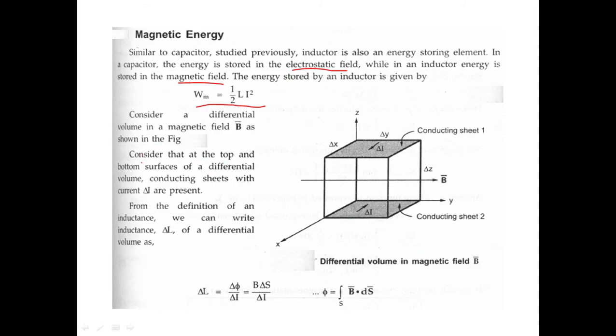Now consider that at the top and bottom surfaces of the differential volume, conducting sheets with current delta I are present. So on top and bottom we have conducting sheets, right? Where the current is delta I, but here you can see they are in opposite directions. From the definition of inductance, we can write the inductance delta L of a differential volume as delta L is equal to delta phi by I, so flux linkage by current, which is equal to B into delta S by delta I. This is the definition of B, where B is equal to phi by S, so phi can be written as B into delta S.